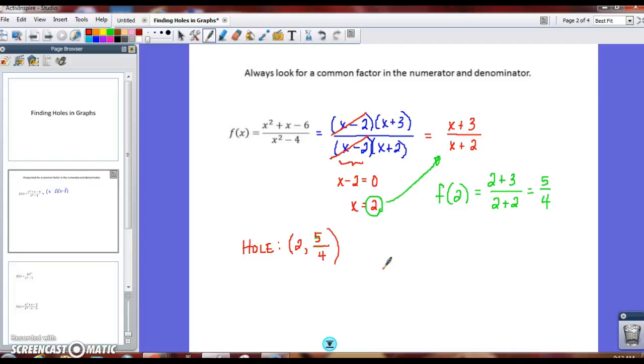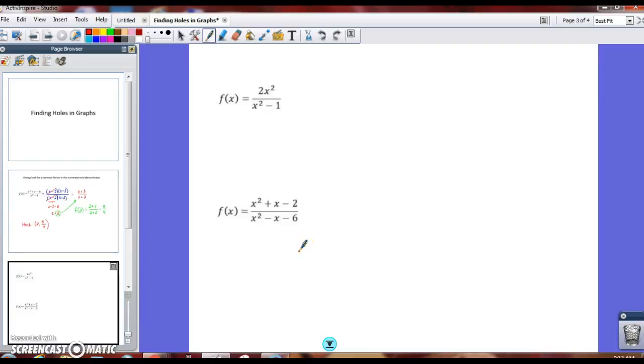So I'll show you some examples of where you might have a hole and where you might not have a hole. We'll go through a few examples so you kind of get the idea. If I look at this first function up here, the first thing I'm going to do is factor it. When I factor it, there's nothing to factor in the numerator, so I just have 2x squared. However, I can factor the denominator. So I have x minus 1 and x plus 1. Now, because there is nothing that I can cancel out of the top and the bottom, I have no holes.